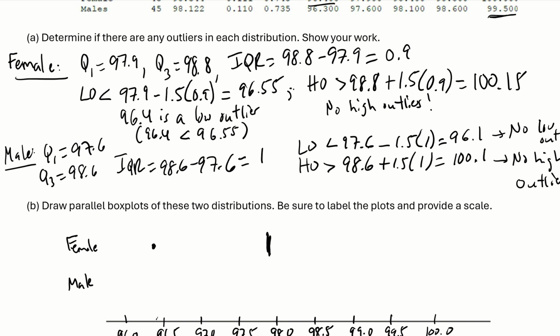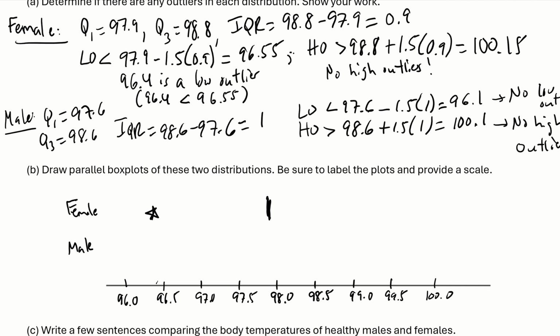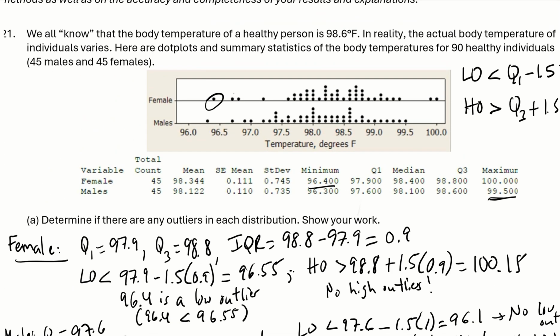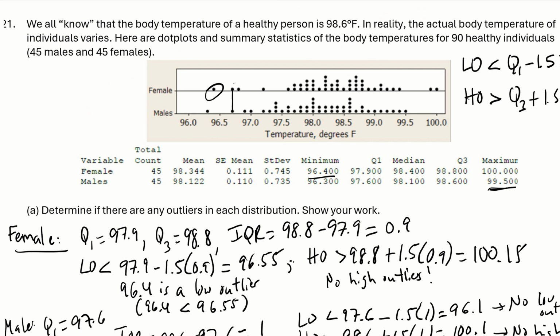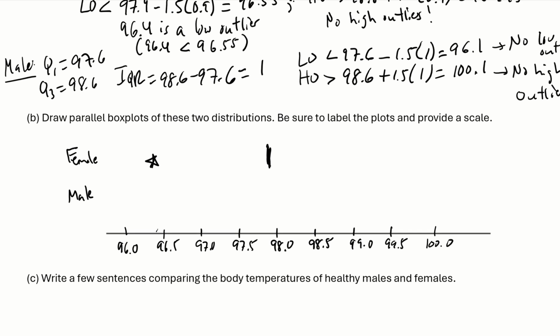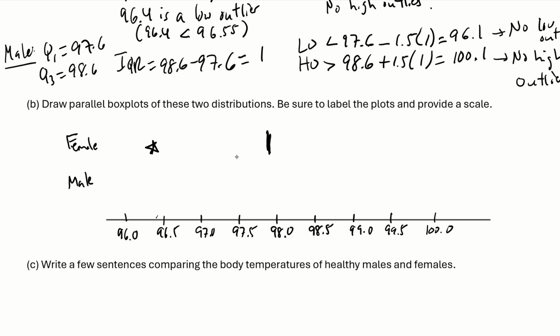We have the female low outlier, so this should be a star. So I'm going to put a star on this one because we said that 96.4 is a low outlier. So we got to put a star there. And the next lowest number for the female is right here at 96.7. That looks to be that number. So that's going to be around here, 96.7, right there.